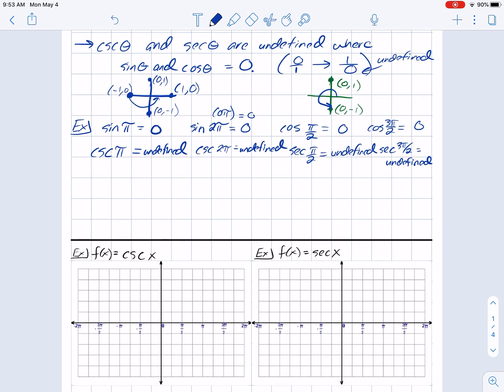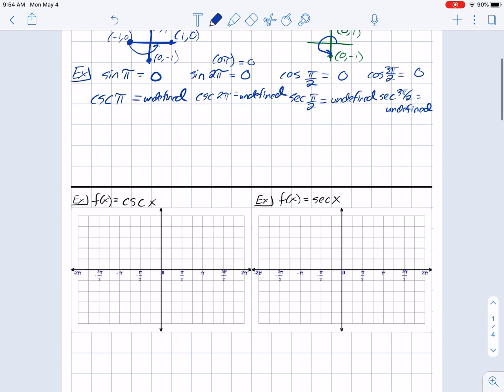So with that being said, these functions are undefined at these given inputs. Where a function is undefined, we're going to go ahead and plot an asymptote. So let's graph our parent functions, y equals the cosecant of x and y equals the secant of x. And let's plot our asymptotes. Remember, for sine, the reciprocal is cosecant. Our asymptotes are at 0 pi, pi radians, and 2 pi radians.